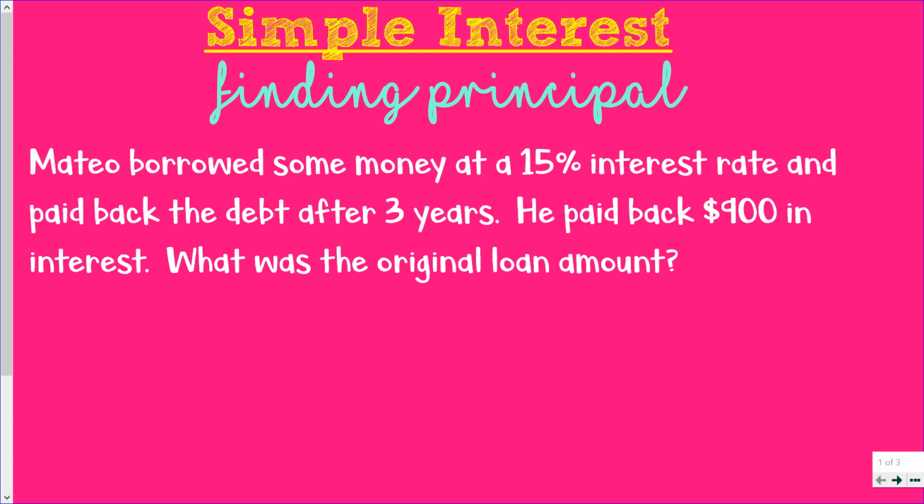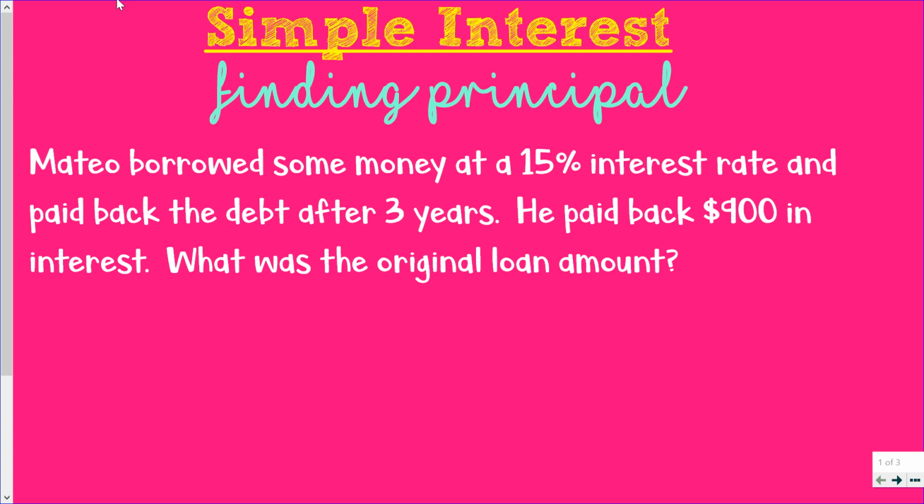All right, in my other videos, we were finding interest. So we were finding the I piece of the formula I equals PRT. So now we're going to go ahead and solve for P. All right, the first question says, Mateo borrowed some money at a 15% interest rate and paid back the debt after 3 years. He paid back $900 in interest. What is the original loan amount?